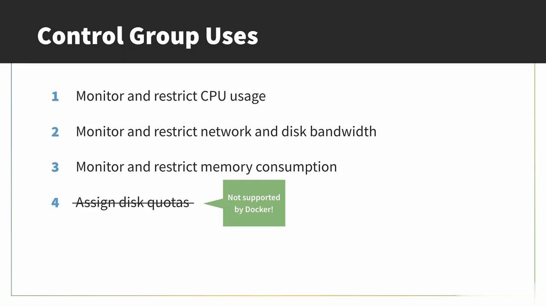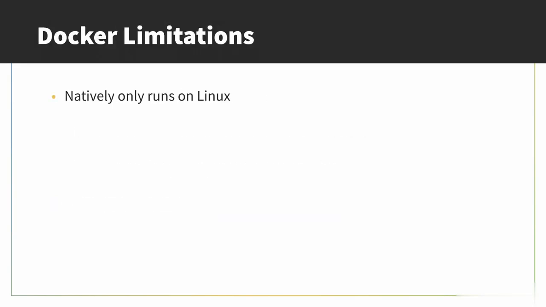However, these features come with two important caveats. First, because control groups and namespaces are Linux-only features, this means that Docker technically only runs natively on Linux, and some newer versions of Windows as well.